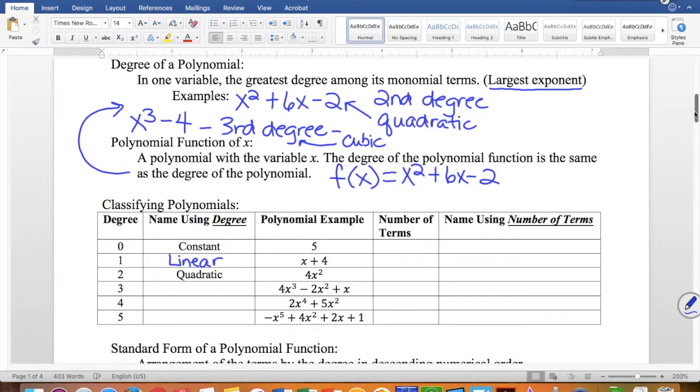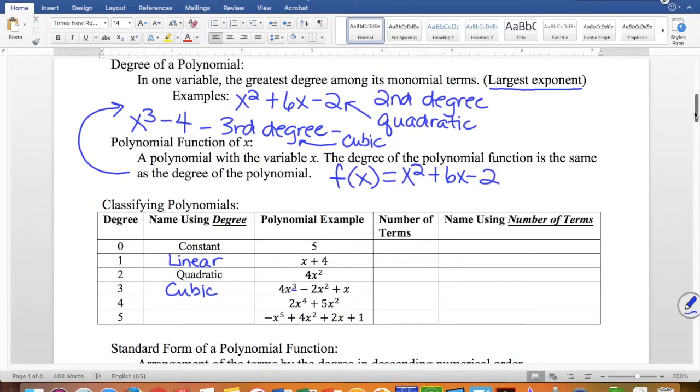This right here is called a linear, and we've done this. This is like x to the first. Understand there's an understood 1 there, x to the first plus 4. That's just a linear function, a linear equation. A degree of 2 right here, this x squared, means it's quadratic. Right here we have a greatest degree of 3. That means it's a cubic.